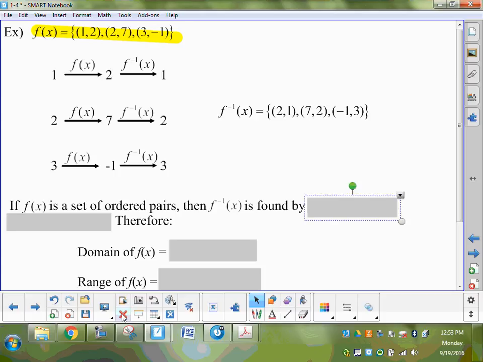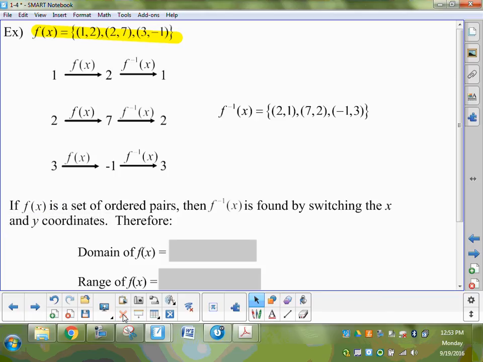If F is a set of ordered pairs, then the inverse is found by switching the x and y's. Now, as we do this out, you've got to take into account the bigger picture. The inverse requires us to go through and switch the x and y coordinates.